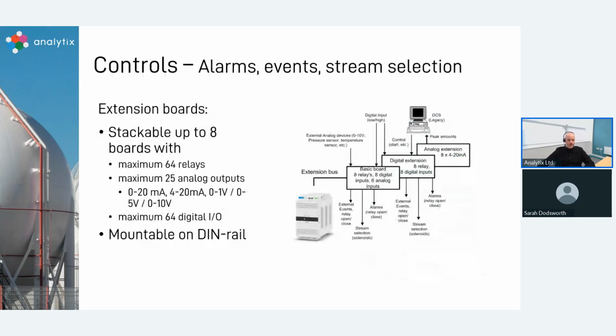In terms of what it can do, controls and alarms can go off in various ways, either through analog or digital boards, depending on what you want the micro GC to control. It can control up to a maximum of 64 relays, so it can have a very, very large amount of information coming in and going out. The events can be set up based on what the customer needs or wants it to do.